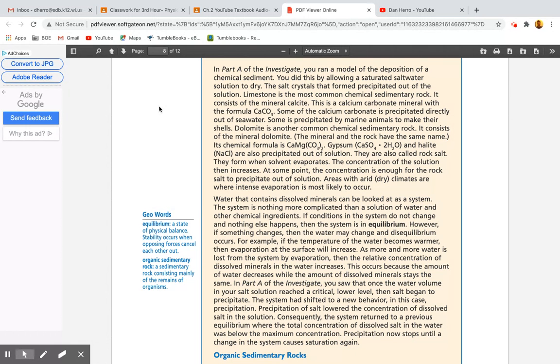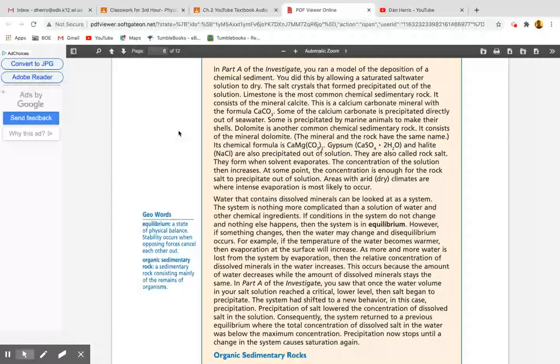Limestone is the most common chemical sedimentary rock. It consists of the mineral calcite. This is a calcium carbonate mineral with the formula... calcium carbonate. Some of the calcium carbonate is precipitated directly out of seawater. Some is precipitated by marine animals to make their shells.